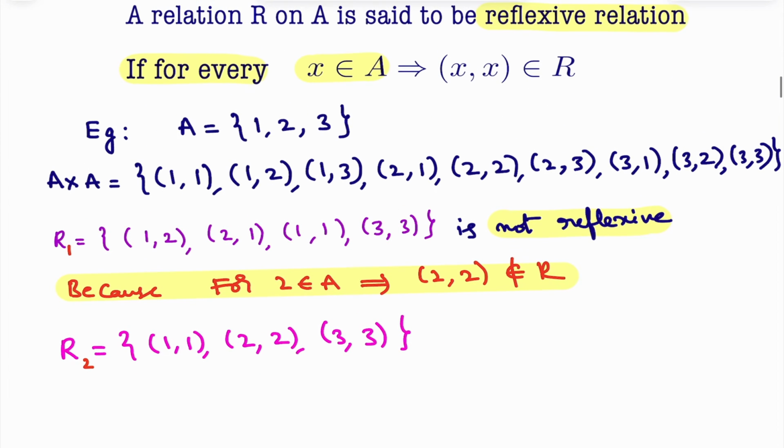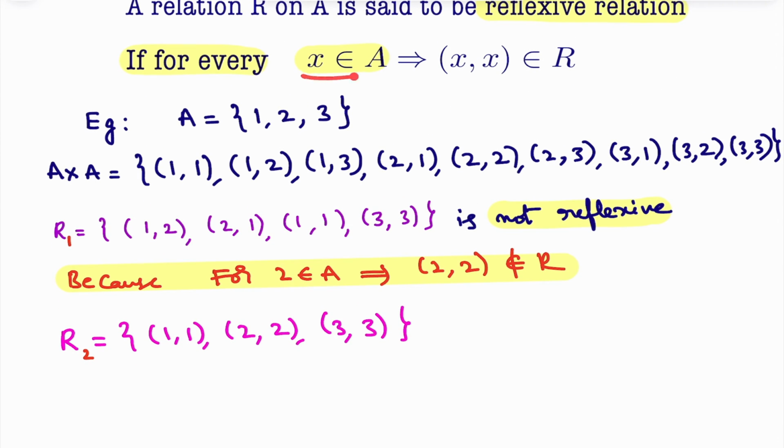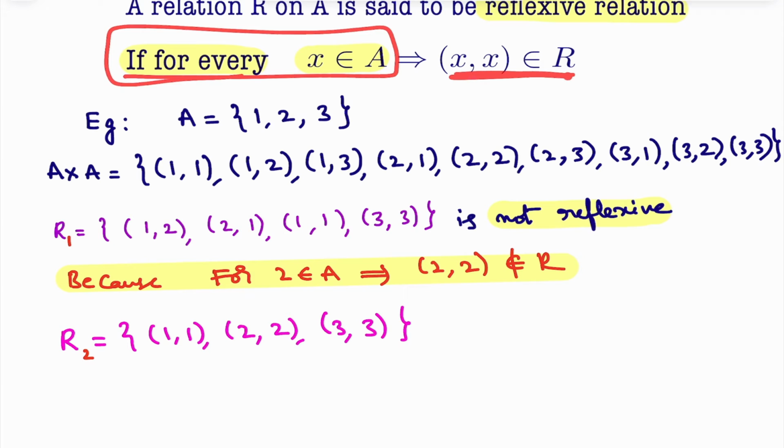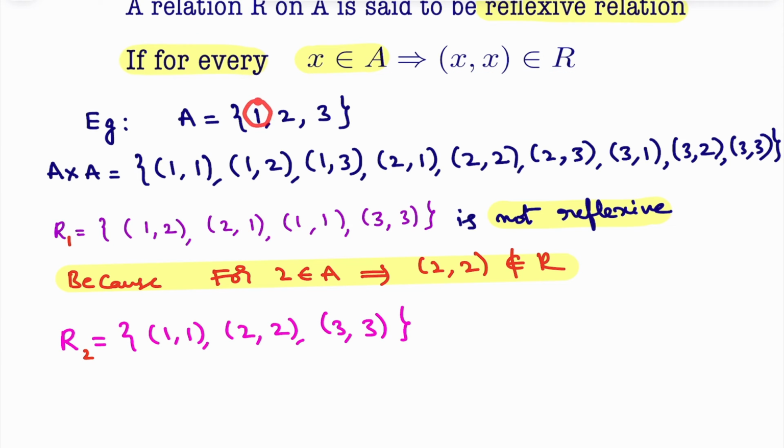What is the condition? The condition is, for every x belongs to A. This is important. For every x belongs to A, the ordered pair x comma x belongs to the relation. You take 1 here. 1 is there in set A. 1 comma 1 is there in this relation? Yes, it is there. That means this element passes the reflexive test. Now come to 2. 2 is there in set A. 2 comma 2 is there in this relation? Yes. So this element passes the reflexive test.